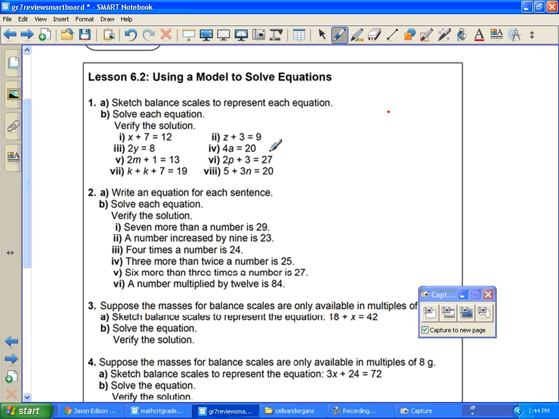Okay, lesson 6.2 deals with using a model to solve equations. This one is a little bit different because you're going to be using something like a balance. Remember, all equations are balances.